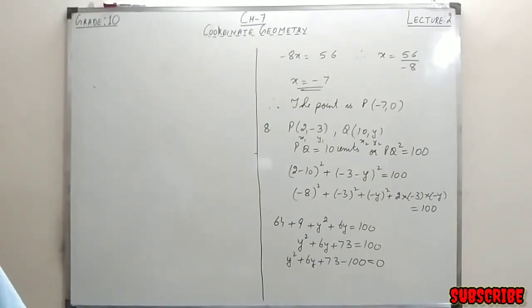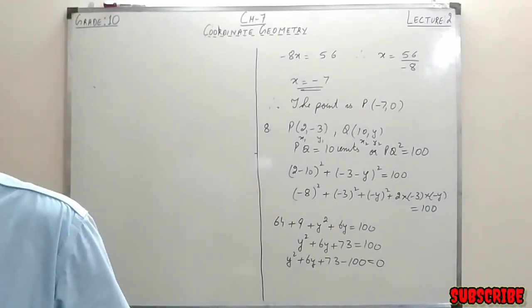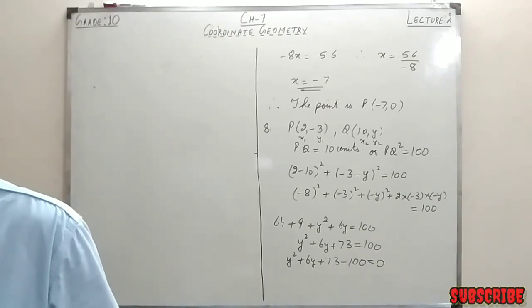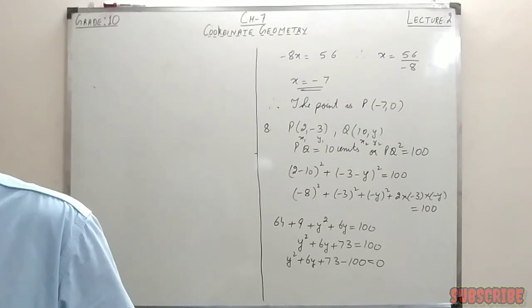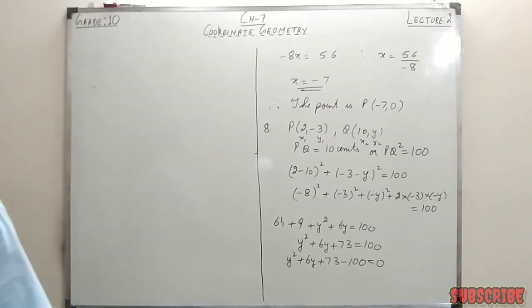In question number 9, it is given that Q (0, 1) is equidistant from two points P (5, minus 3) and R (x, 6). Find the values of x. Also find the distances QR and PR. So, our first step here is to find the value of x.